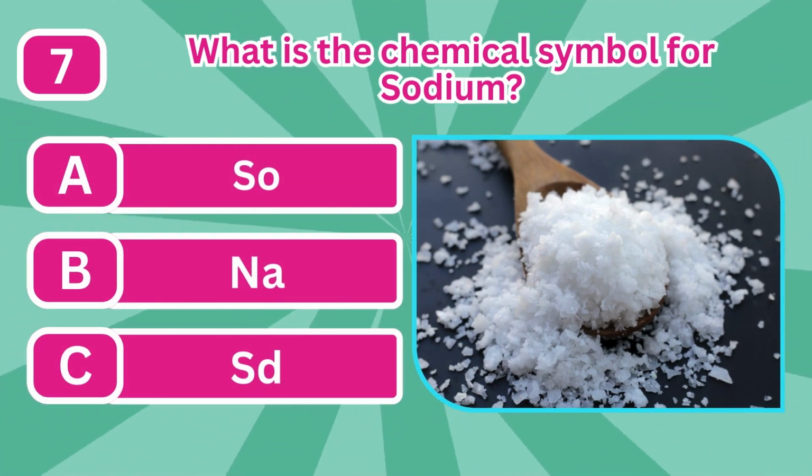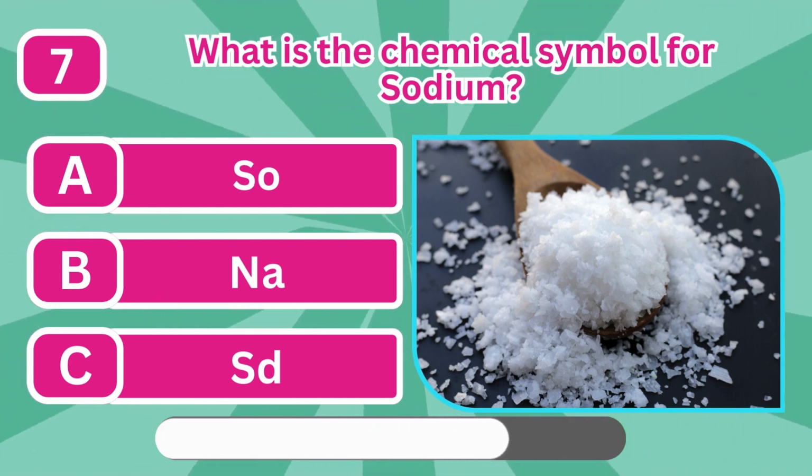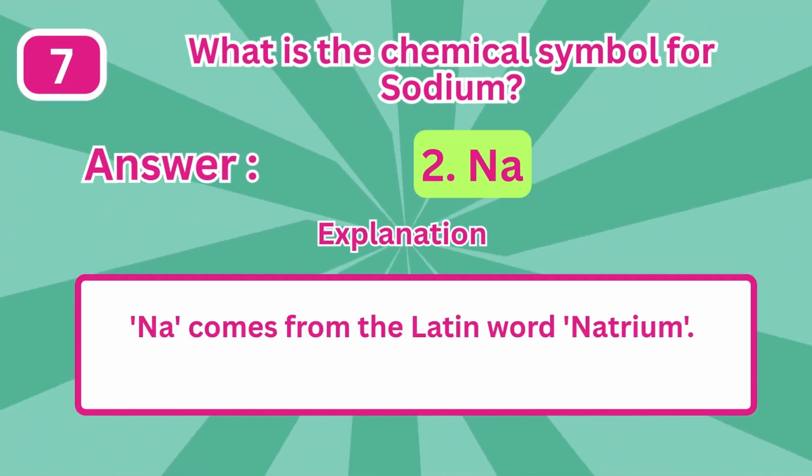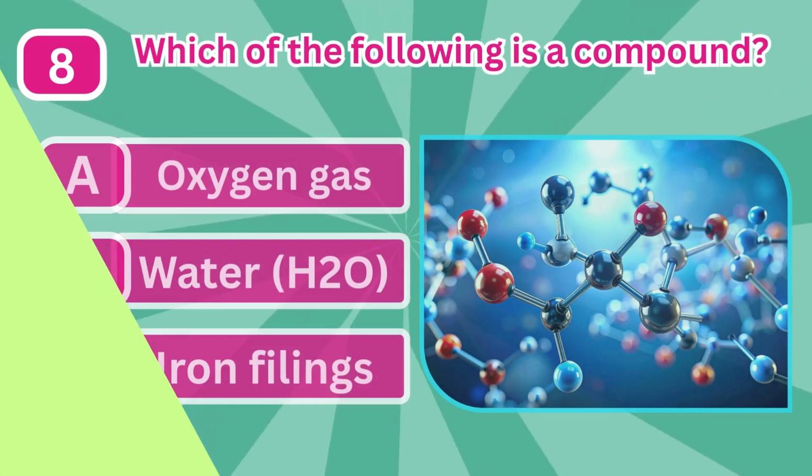What is the chemical symbol for sodium? Two. Na comes from the Latin word natrium.